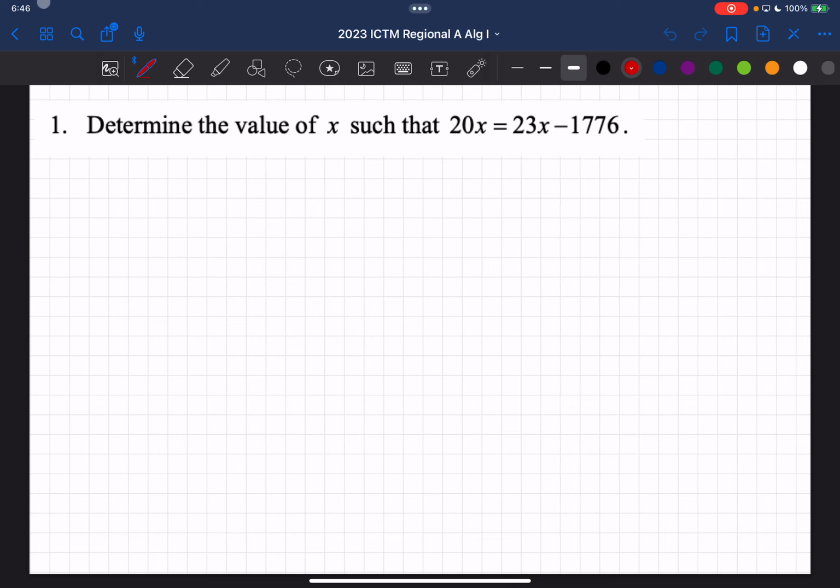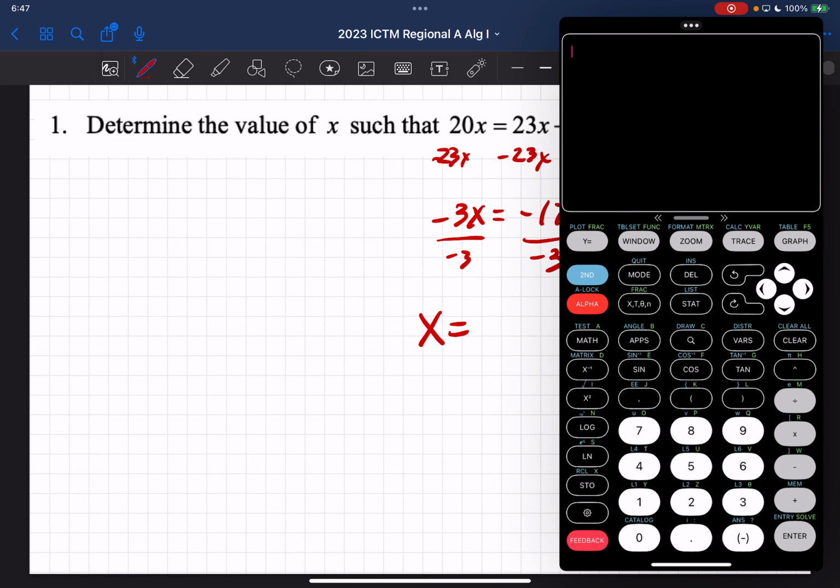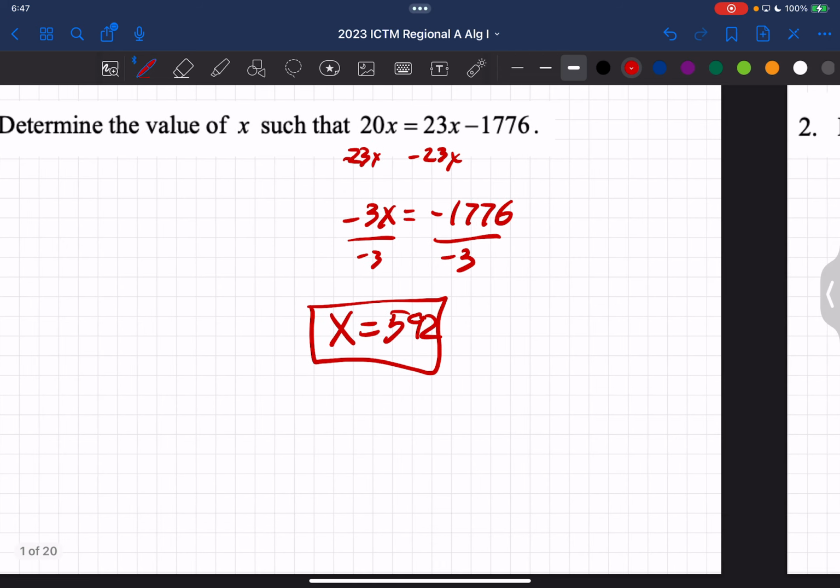So here we've got this linear equation. We want to figure out x. So we're going to subtract 23x from both sides. So we have negative 3x equals negative 1776. And then we divide by negative 3, so the negatives will cancel. And we'll use our calculator because we're allowed to use our calculator for this. And we get x equals 592. So there's our answer to number 1.